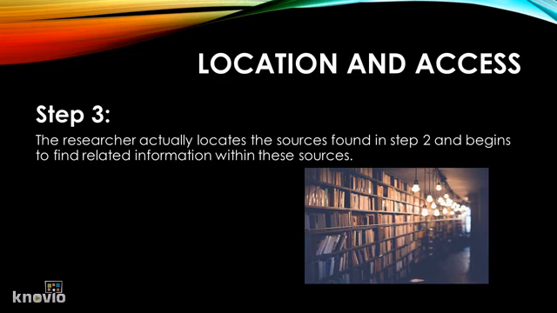Step three of the Big Six is the location and access step. At this point, the researcher will actually go locate the sources that were found in step two, and they will begin to find related information within these sources. You may ask yourself, where can I find these sources? Or how do I search to get to them? Remember, I'm always here to help, especially in this step.